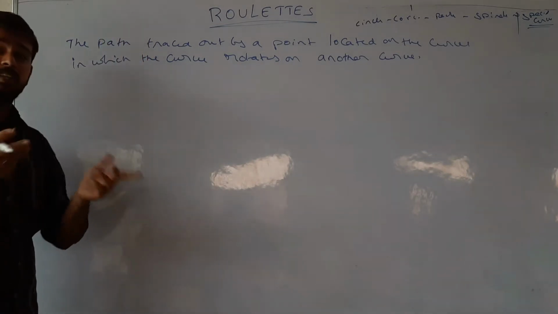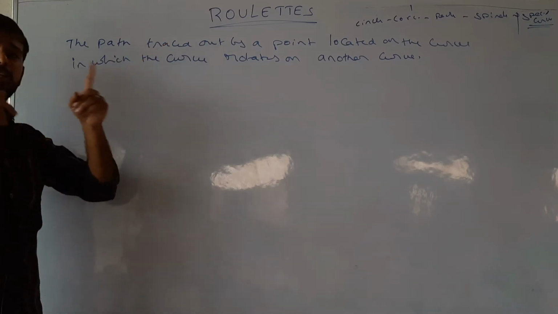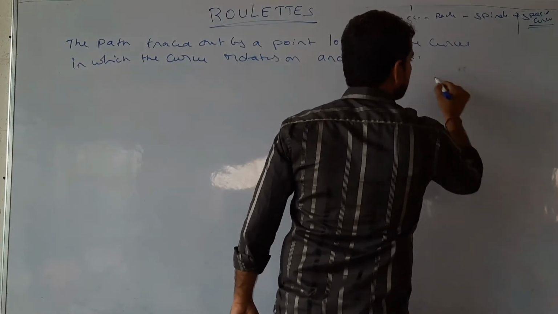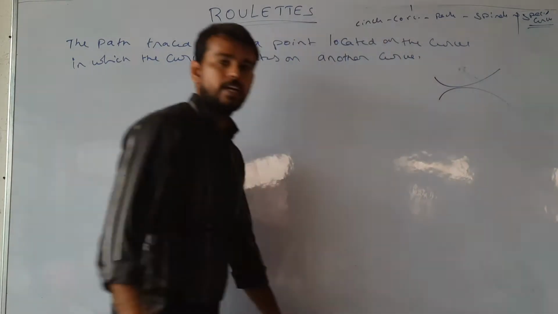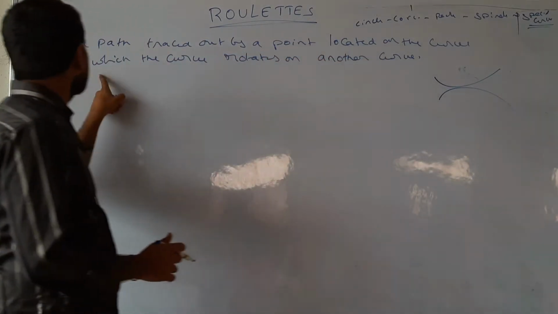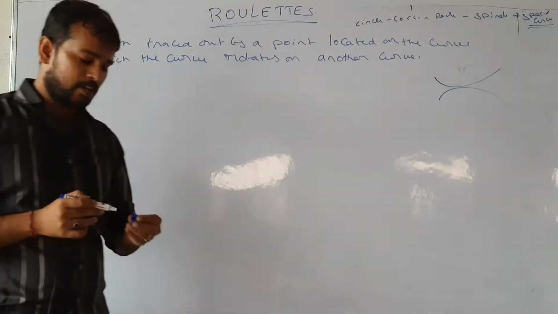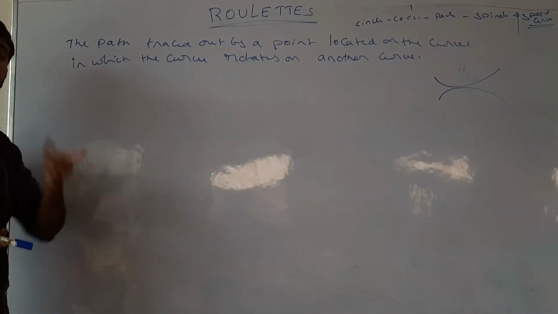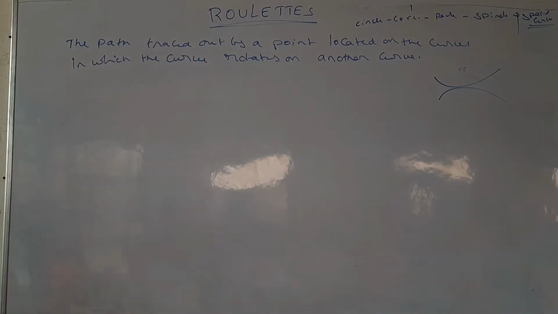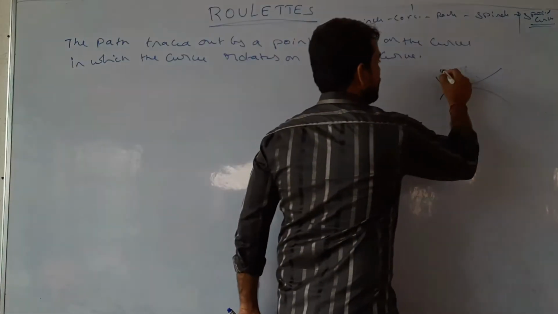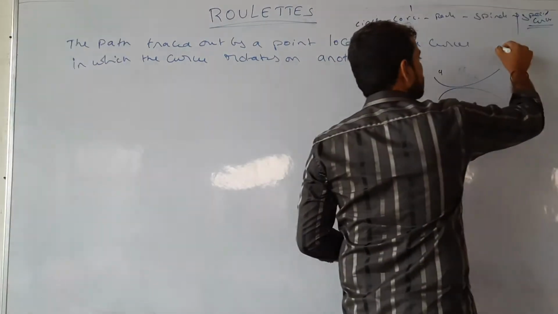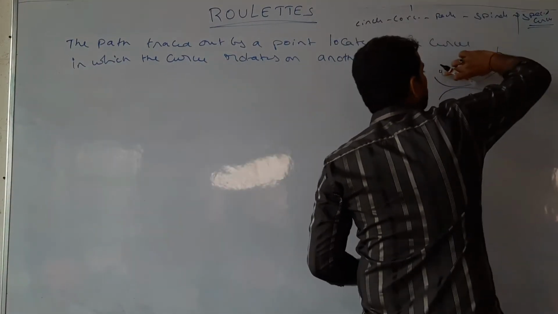That means there are how many curves? To form a roulette, there should be two curves. Let us say these are the two curves. This is a curve and this is a curve. According to the definition, a curve should rotate on another one. That means one curve should be fixed and one curve should be moving. Let us say this is curve A and this is curve B. Curve B is fixed and curve A is rotating like this.